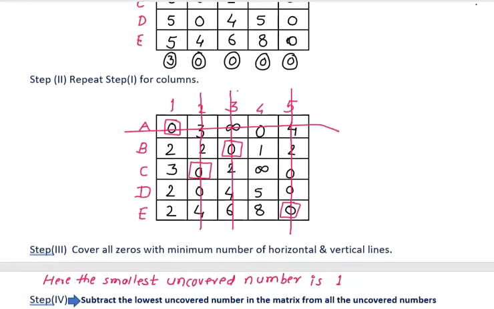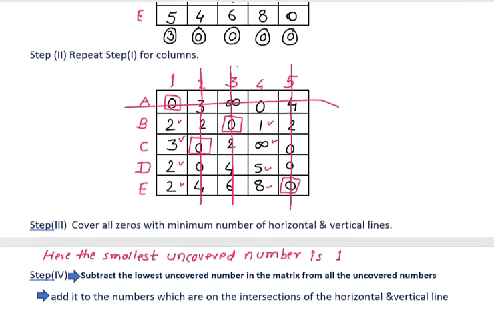So we require the smallest uncovered number. The smallest uncovered number is 1 here. What are the uncovered numbers? This 2, 3, 2, 2 and 1, infinity, 5, infinity. These are the uncovered numbers, and the smallest uncovered number is 1.